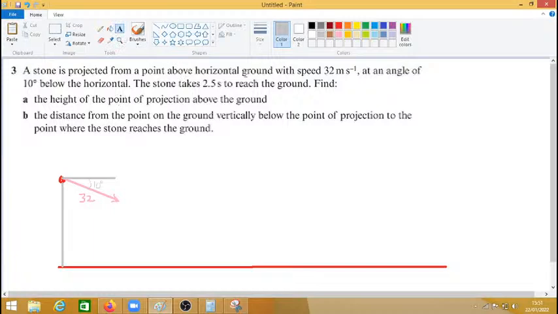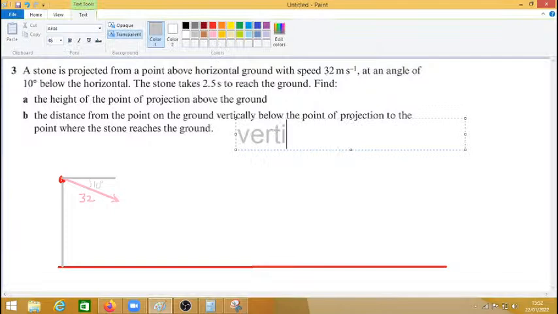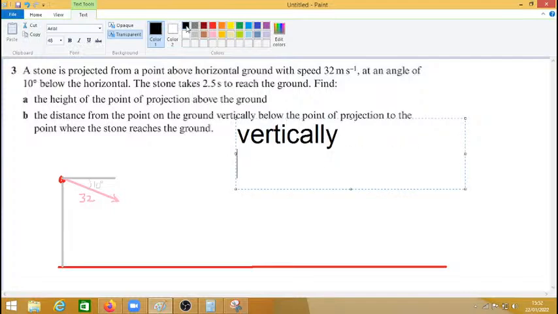Okay, the time it takes is 2.5, which is going to help us a lot. Find the height in question 1, the height above the ground. So they want to know the height between the ground and where it's thrown off. So we need to be looking vertically. We need to be thinking vertically. What do we know? We know time is equal to 2.5 to reach the ground. So by the time that it hits the ground, probably about somewhere here, it's taken 2.5 seconds.